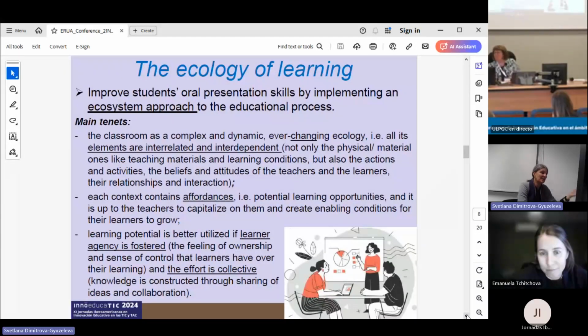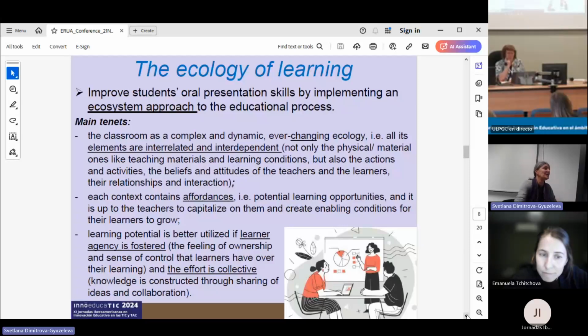Well, as my title suggests, I tried to adopt an ecological approach to the learning process. And here are some of the main tenets of this ecological approach. By the way, this is nothing new, nothing that we haven't really done in our classes, but it has been systematized by the people who adhere to this approach in a more systematic way.